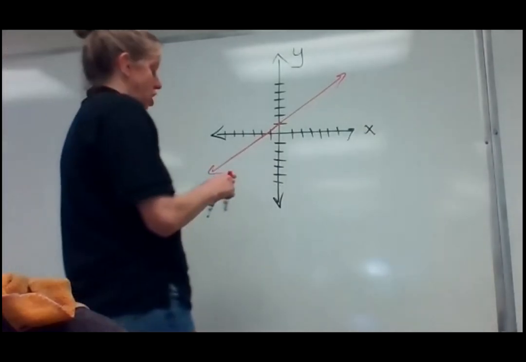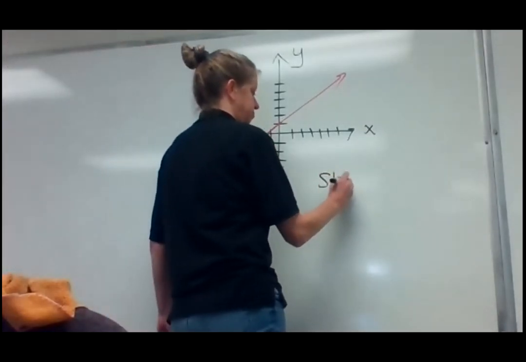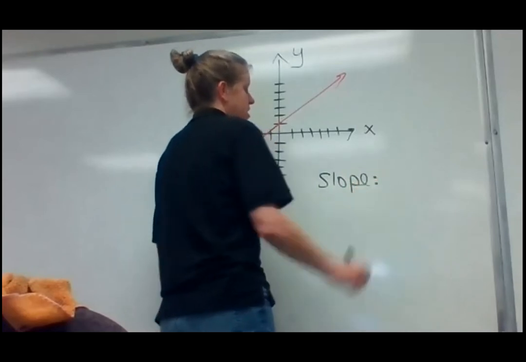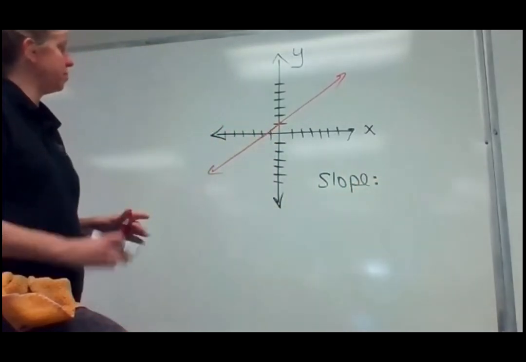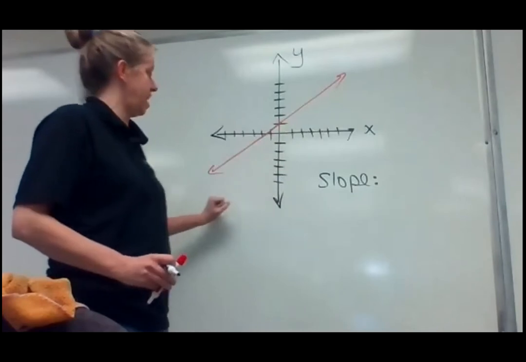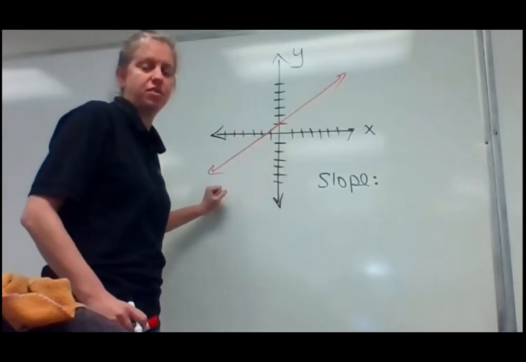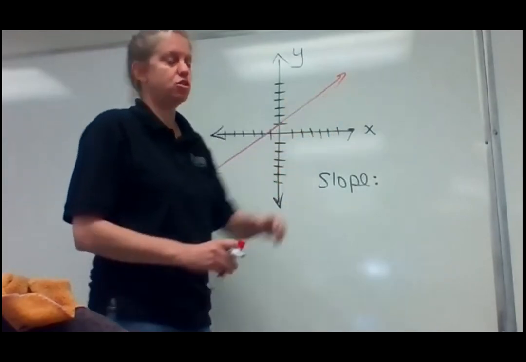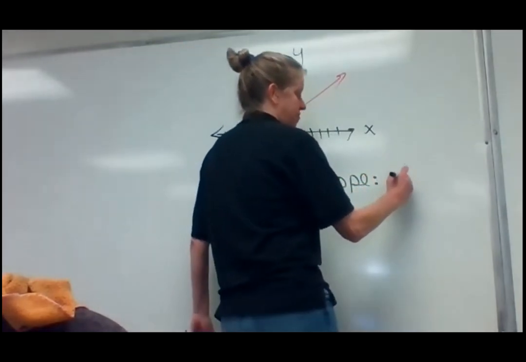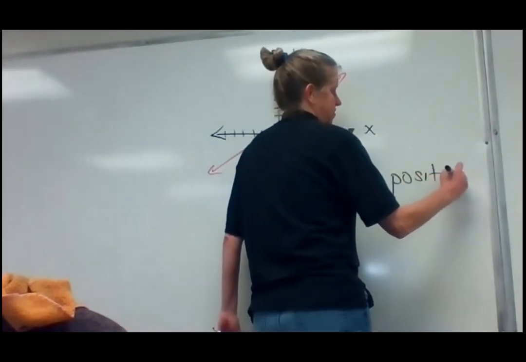So again, let's do the slope first. Reading it like a book, from the left side to the right side, this red line is traveling up from the left to the right, which means the slope of that line is positive.